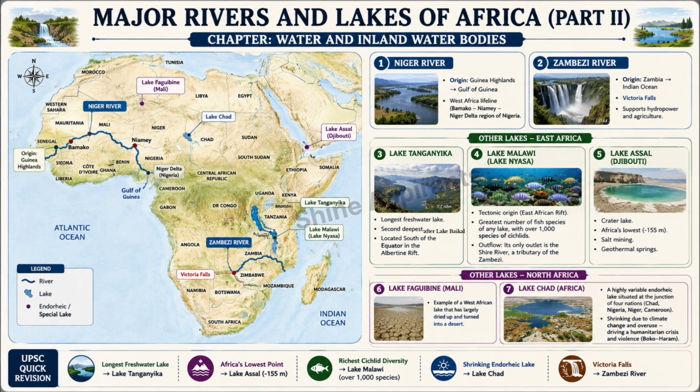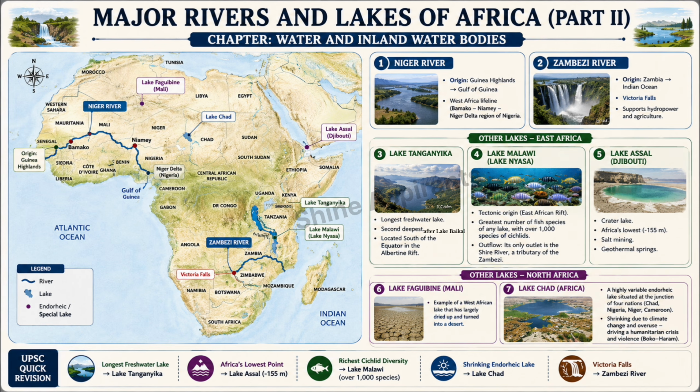Lake Assal, Djibouti. Crater lake. Africa's lowest point, 155 meters below sea level. Salt mining and geothermal springs. Lake Faguibine, Mali, West Africa. Example of a West African lake that has largely dried up and turned into a desert. UPSC 2022 asked this directly.